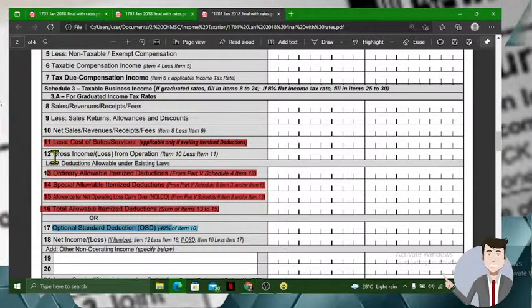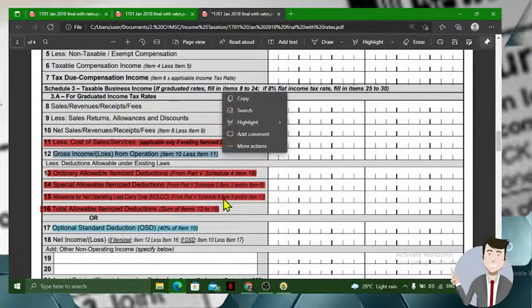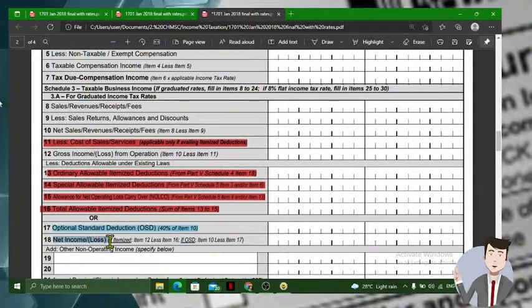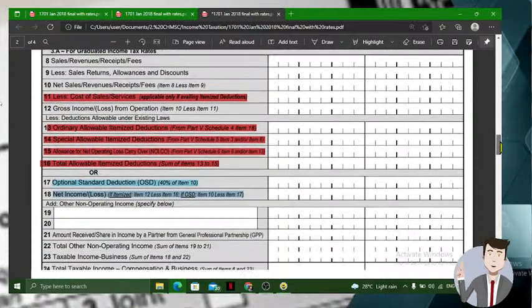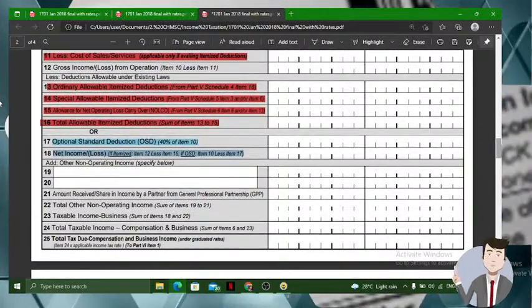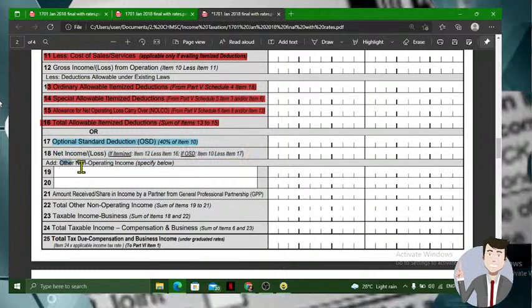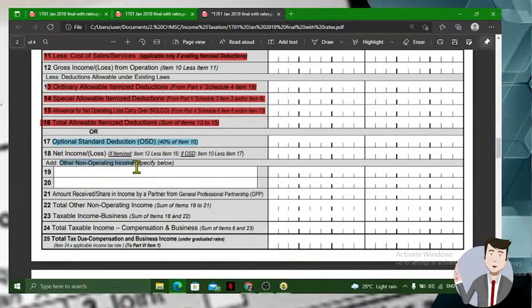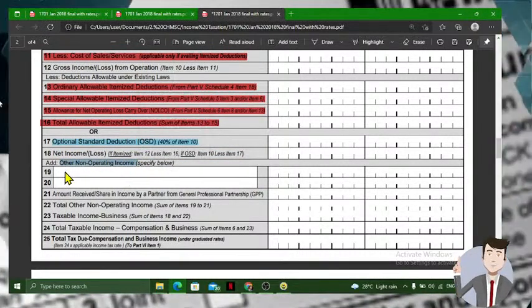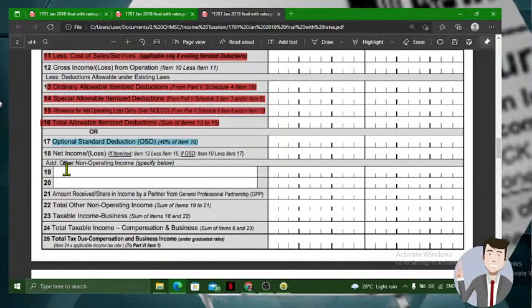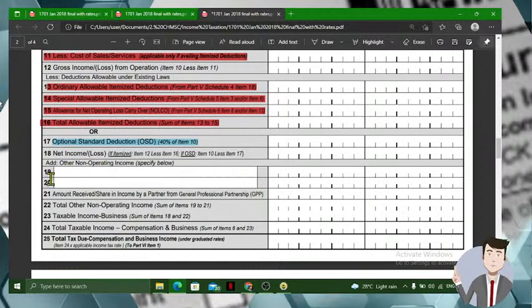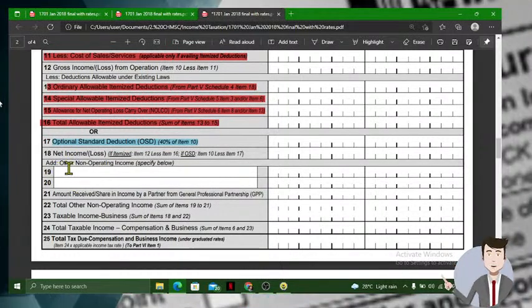Item number 12, gross income should be your net income or loss. Okay? That is the last one. Next, this is not yet the taxable income because below, there is an additional non-operating income which is subject to tax. So you have to identify what that other non-operating income is. There is space provided, that's item number 19 and number 20. So you have to fill up.